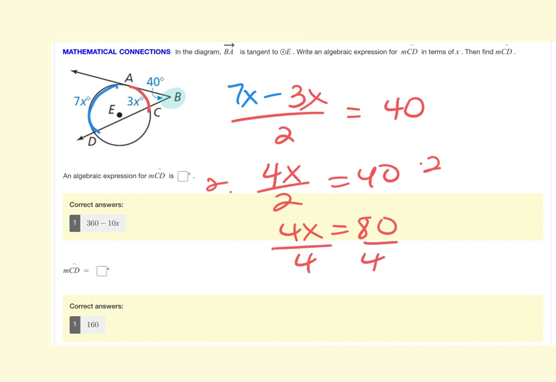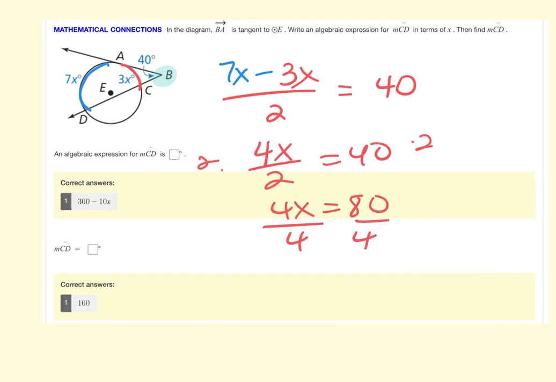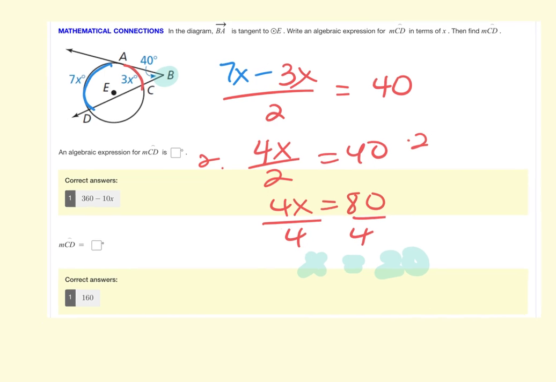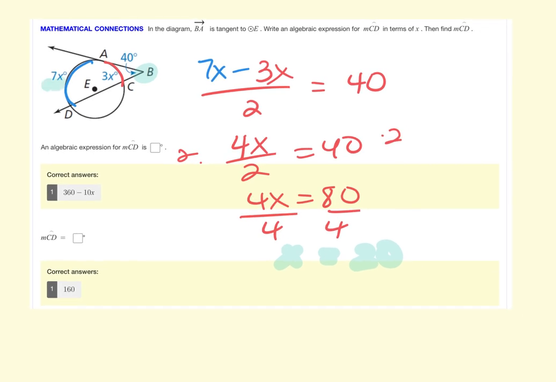Wait, what did I do wrong? 7x minus 3x divided by 2 equals 40. Oh, because it wants CD. It doesn't want x, right? Arc CD, yes. And then what you get for that, hang on, x would be 20. And then you got to plug it back in. So this 7x, 7 times 20 would be 140. And then 3 times 20 would be 60.